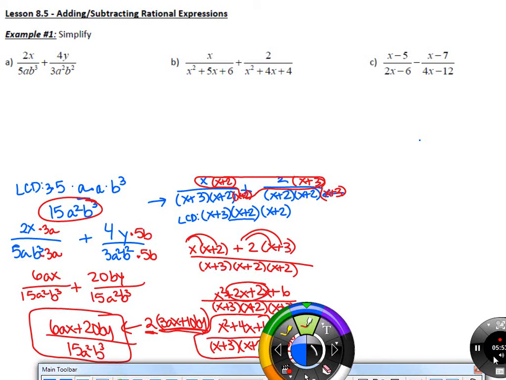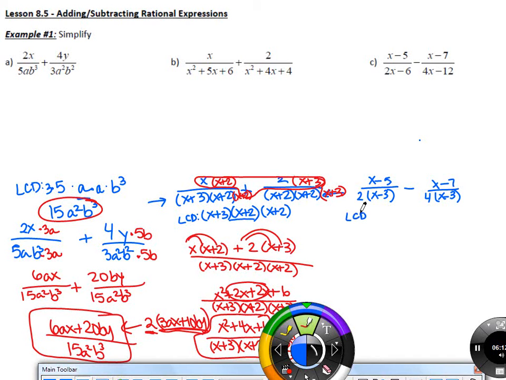All right, looking at part C, we have a subtraction problem. Again, the first thing I want to do is view each denominator in its factored form so I can really see which factors my common denominator is going to have to contain. Notice they both have a factor of x minus 3.